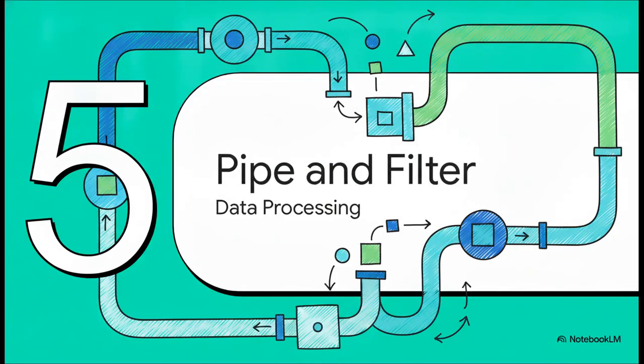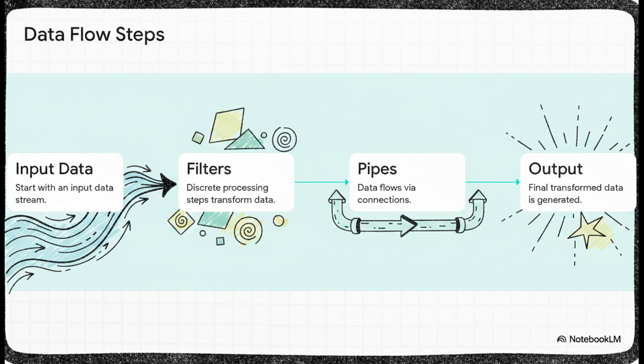Section 5. Pipe and filter architecture. We're making great time. This final architectural style is fundamentally different from the others because it focuses heavily on data processing rather than direct user interaction. The pipe and filter architecture models the runtime organization of a system where data flows sequentially. First, you have an input data stream. This data then flows through discrete processing steps. We actually call these processing steps filters because they transform or filter the data. The data flows from one filter to the very next via connections, which we call pipes. Finally, all that transformed data reaches the end of the line for output generation.